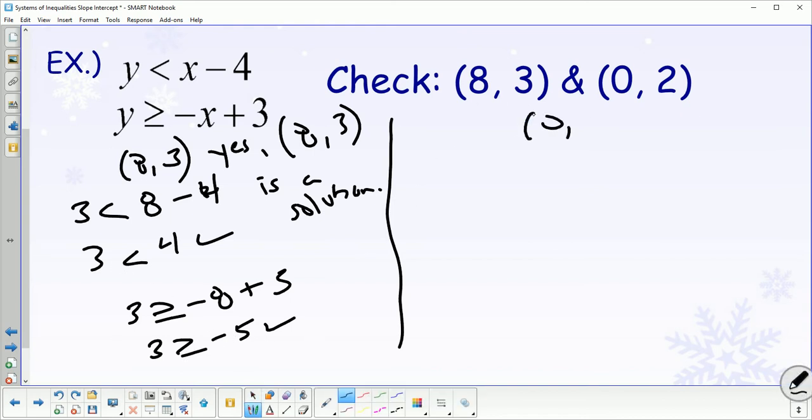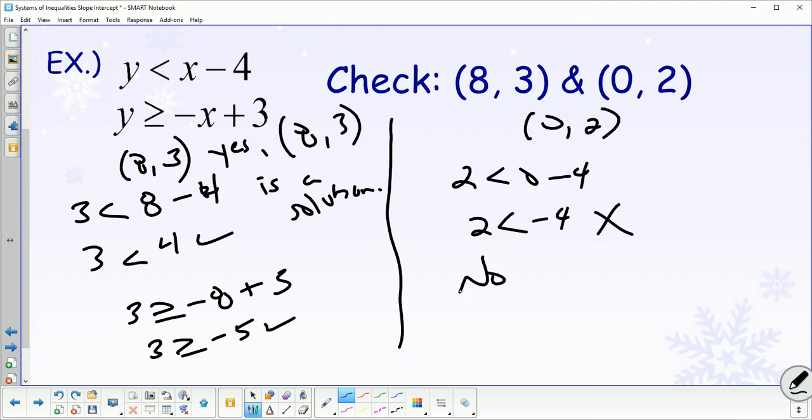If I check my other one then, so I plug in 2 for y, 0 for x, and this will show that 2 is less than, this gives us a negative 4, which is not true. So we could say no, 0, 2 is not a solution.